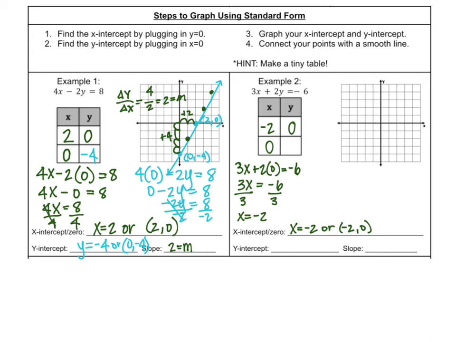Now to find my y-intercept, I just plug in 0 for x. 3 times 0 plus 2y equals negative 6. 3 times 0 is 0, so all I have is 2y equals negative 6. Divide by 2 on both sides. y equals negative 3.